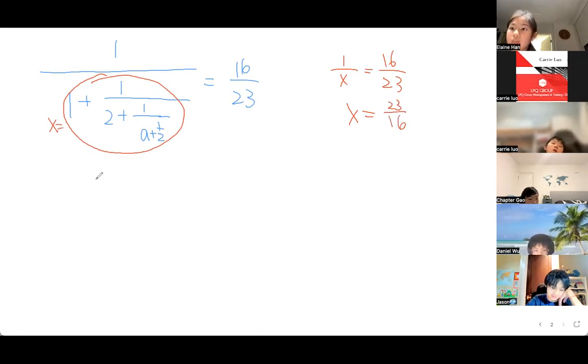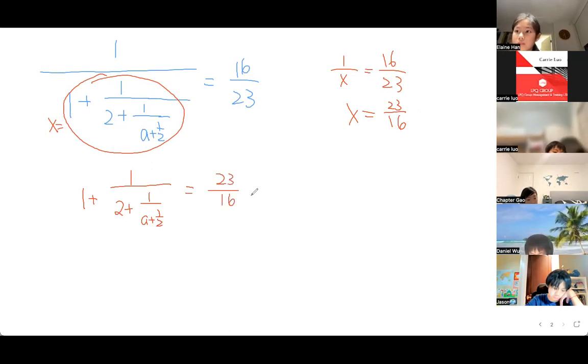Very good. So you just copy this down: 1 plus 1 over 2 plus 1 over a plus half equals 23 over 16, which is 1 plus 7 over 16. Correct, everybody? Do you get it? Daniel?